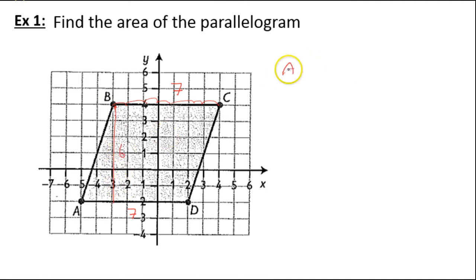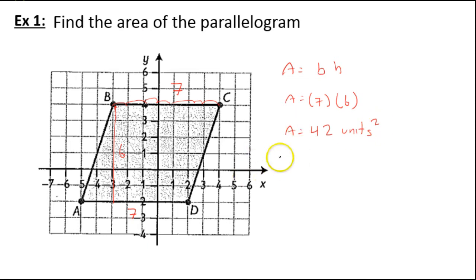So if my area for a parallelogram is base times height, I'm going to plug in my values. My base is 7. My height is 6. Meaning my area is going to be 42 units squared.